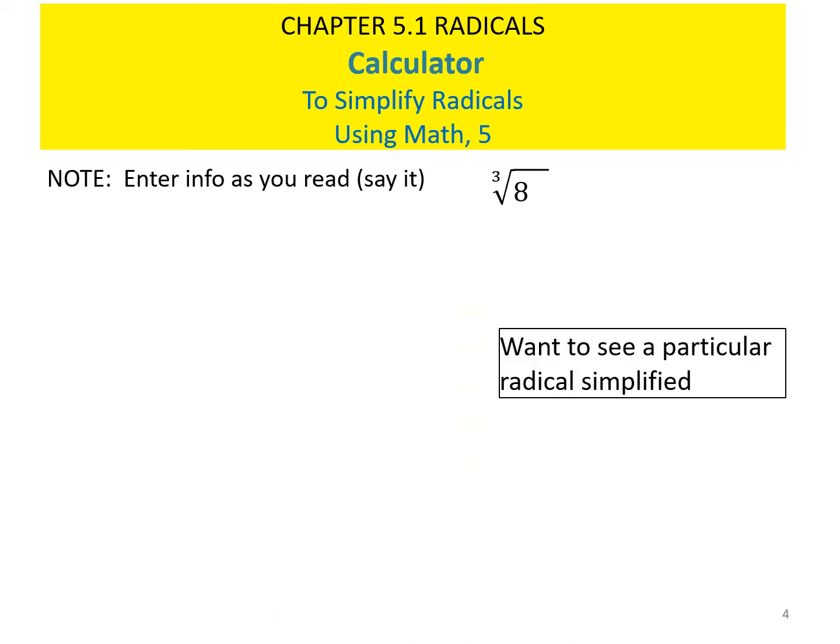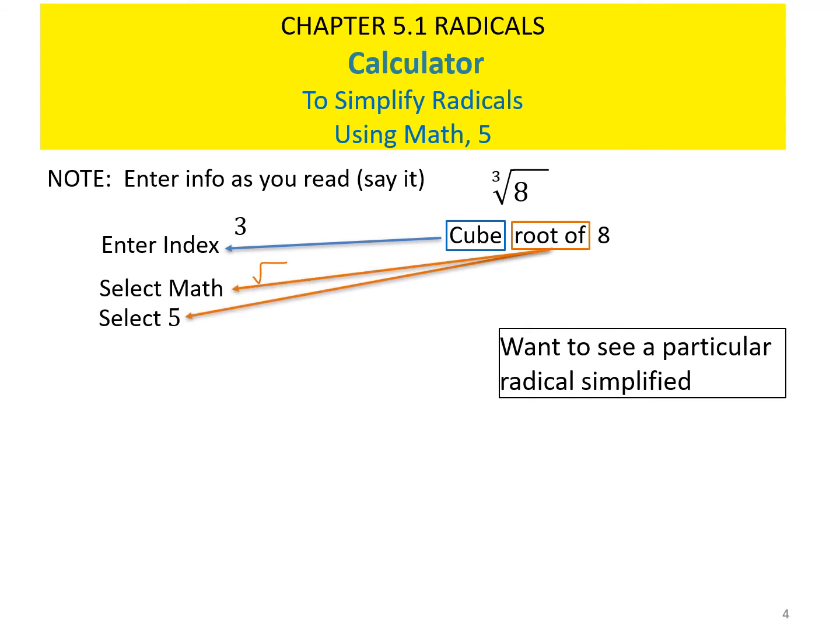So another procedure to use the calculator to simplify radicals is what's called Math 5. On your blank screen, you're going to enter the information as you read it and say it. If we look over here, we have the cube root of 8. Now, the first thing we said was cube, meaning 3. So on your blank screen, just enter the 3. Do not press enter, just enter the 3. Now we're going to look at root of.